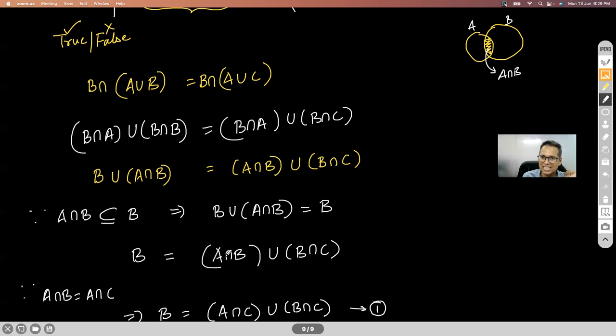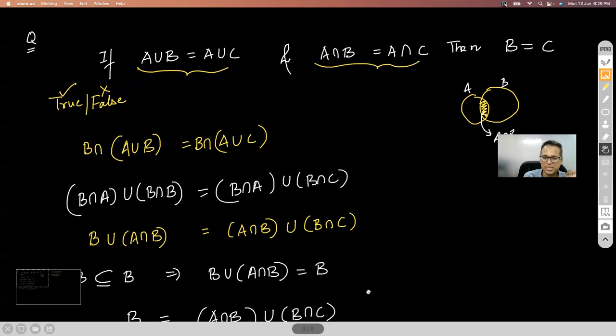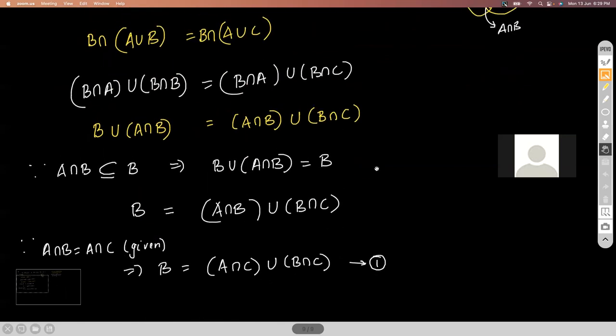And then in the next step, what did I write? I wrote A intersection B as A intersection C because it was given in the question. Look at the second condition: A intersection B is equal to A intersection C. So I'm using it. Clear, everybody? Any question?